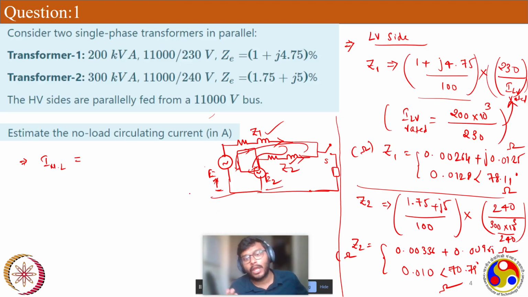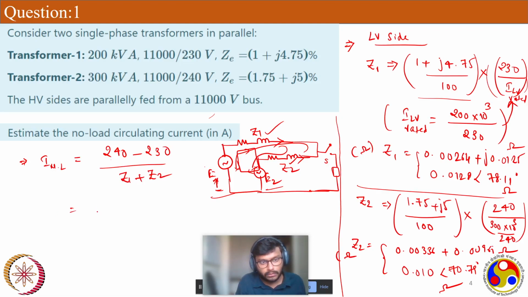But ultimately, current will flow from high potential to low potential. Here current will flow from the 240 volt source to the 230 volt source. So 240 minus 230, the difference of the voltage, divided by the entire impedance, that is Z1 plus Z2. Z1 is already here and Z2 is already here. Now someone calculate and tell me the answer.